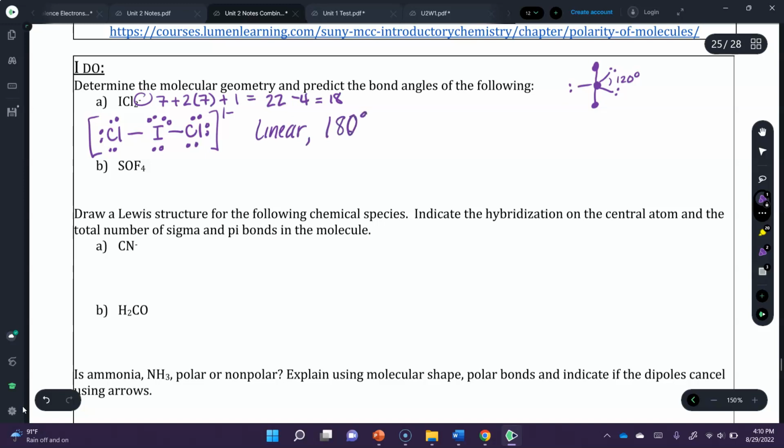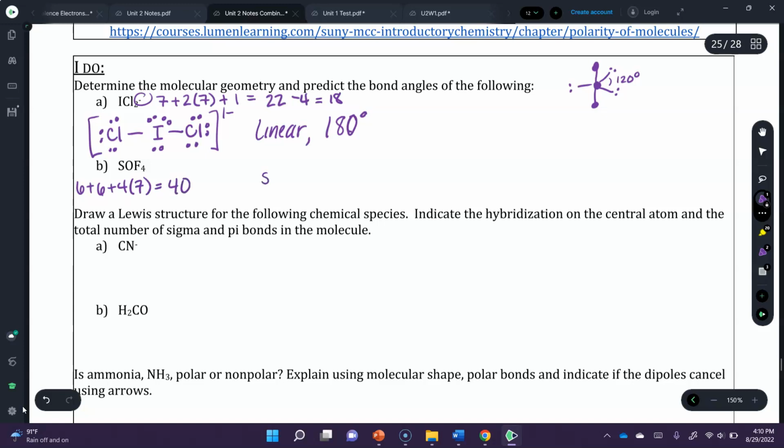That's what it usually wants to know when we have a bond angle request, the angle between all the bonds. It doesn't care about the lone pairs. Next we have SOF4. So we have sulfur plus oxygen plus 4 fluorine is 40 electrons total.